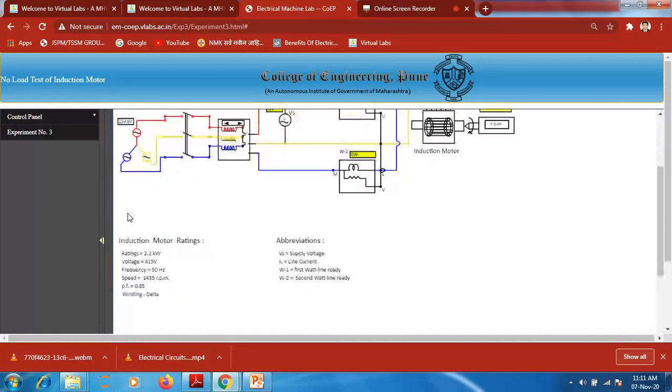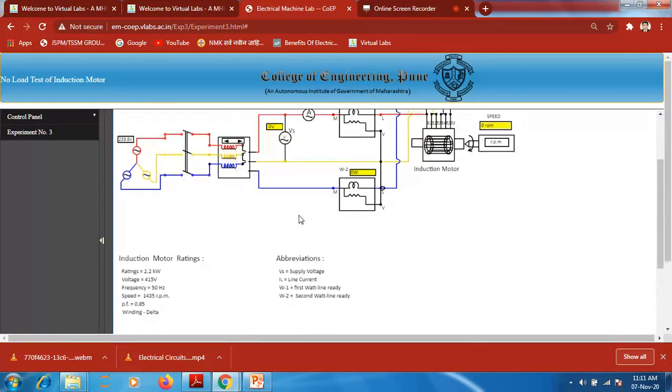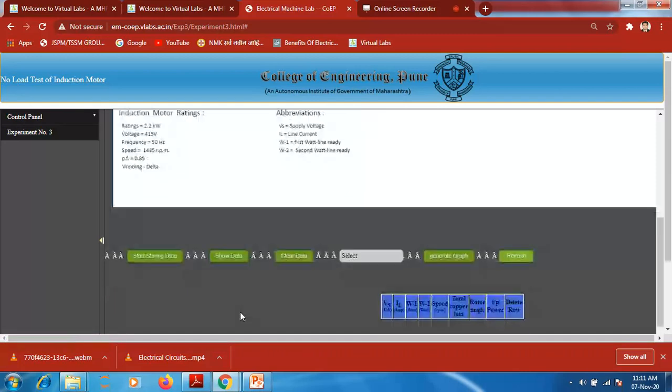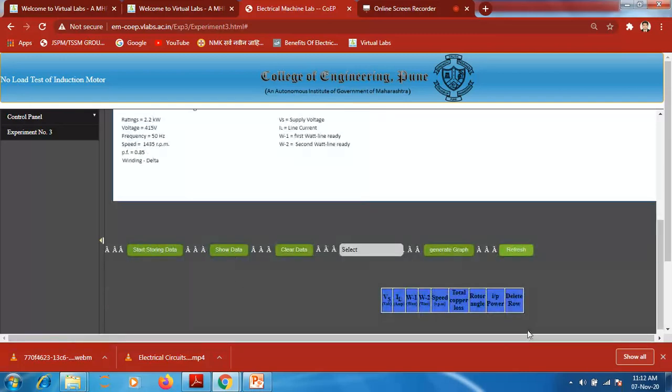So here, whatever readings we are going to take, we have to store. First of all, start storing the data. By clicking start storing data, we have to store the readings. Then we have to show the readings over here. So this is the storing data. This is the Vs. Vs is nothing but the supply voltage.